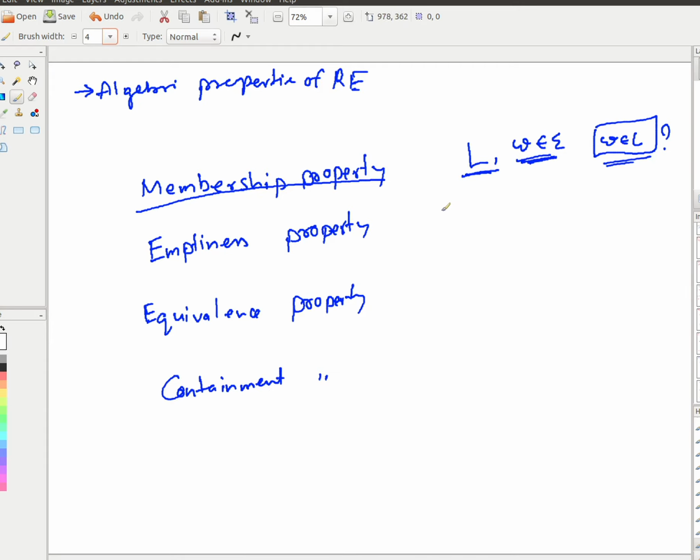What about the emptiness property? It asks whether L equals phi. The emptiness property is very simple. You design a DFA for this L, and in the DFA run a BFS or DFS from the start state. If you are able to mark any of the final states, you say the language is not phi.